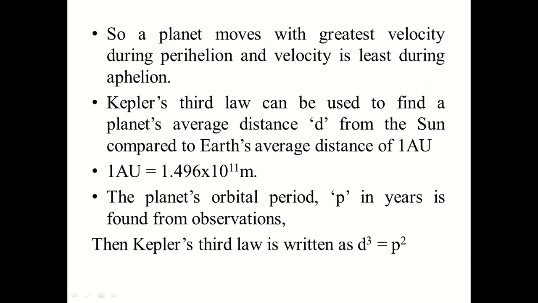Now if you consider the third law, it says that the square of the time period of the planet is proportional to the cube of the semi-major axis. Then this law can be used to find a planet's average distance from the sun compared to the Earth's average distance of 1 astronomical unit. Here I am introducing a new unit, 1 astronomical unit. We will define this astronomical unit in the fourth unit while discussing stellar astronomy.